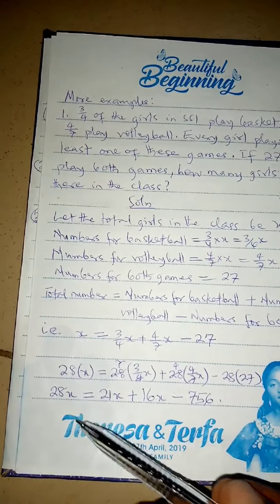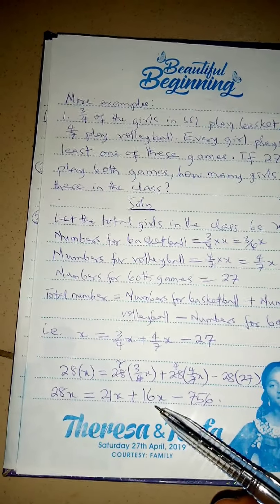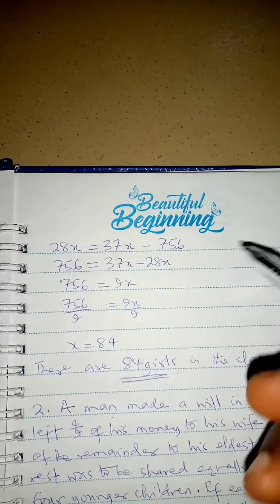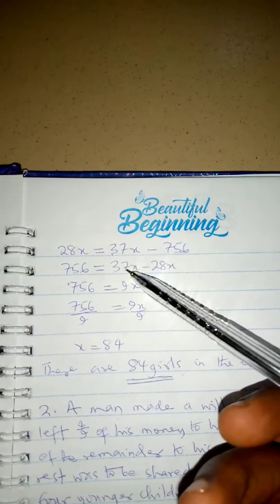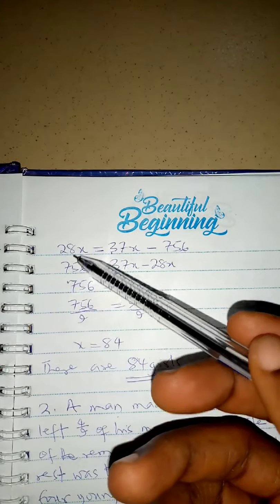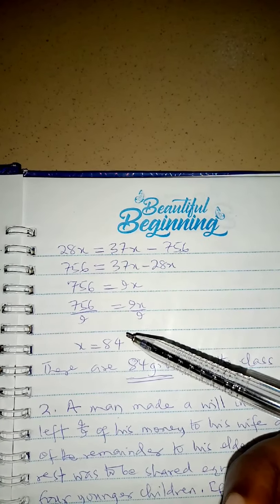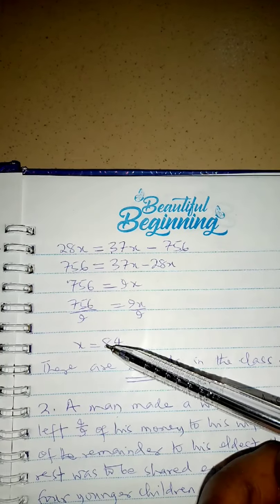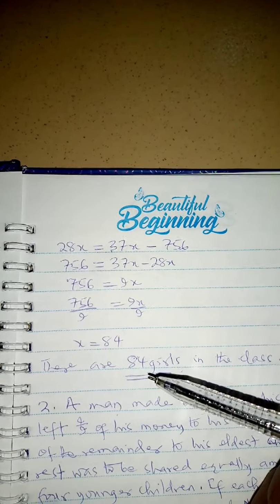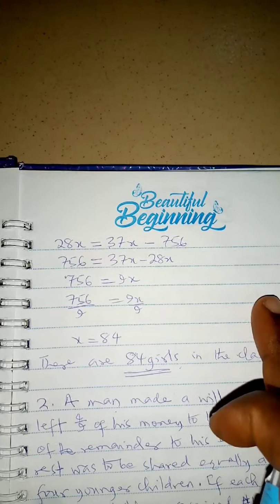You add this to this, you have 37x minus 756. Collect your like terms: leave this one here, bring this 28x here, it changes sign, take this minus 756 here, it changes to 756. This is 9x, divide both sides by 9, and there we will be having 84 girls.